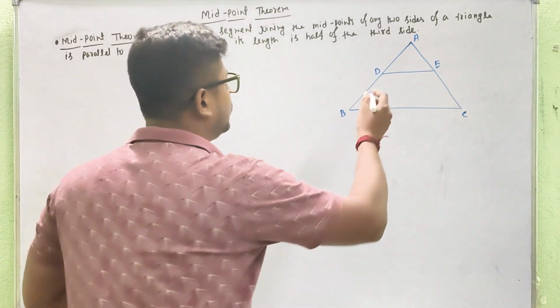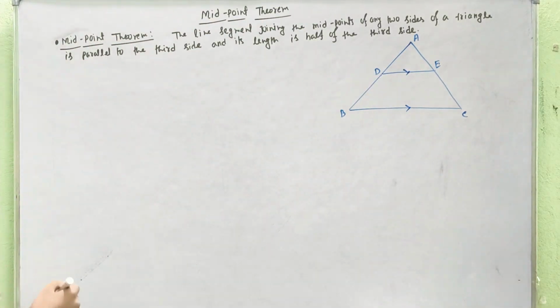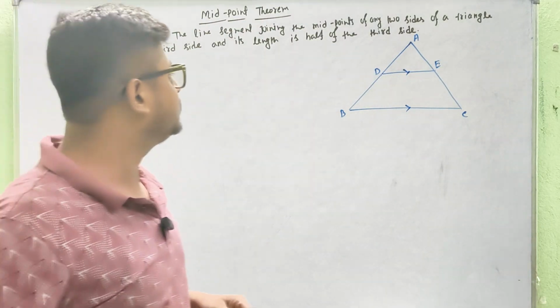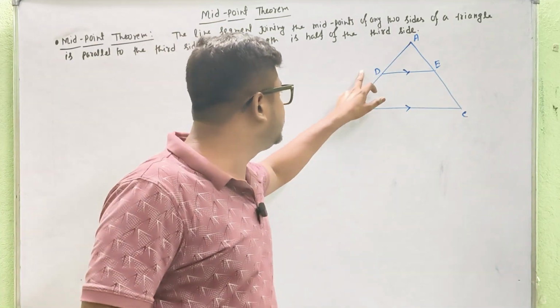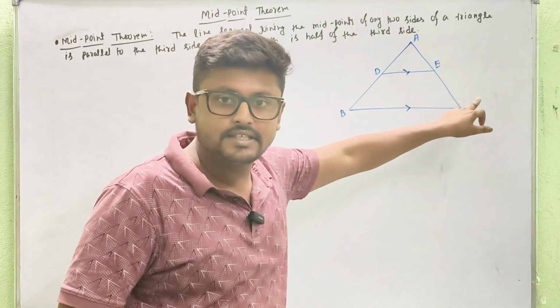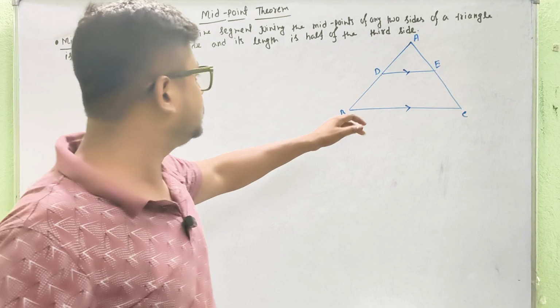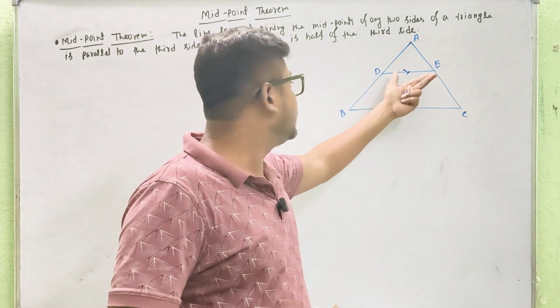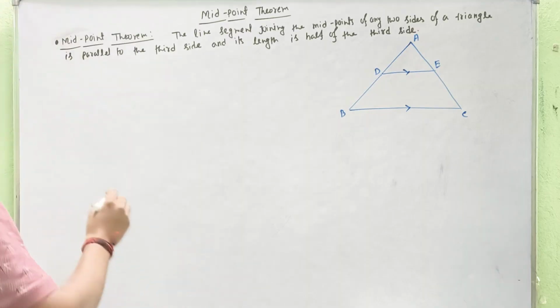So what is given? We are given that ABC is a triangle in which D and E are the midpoints of the sides AB and AC respectively. We have to prove that DE is parallel to BC and the length of DE is half of the side BC. Okay, we will prove this. Let's see.